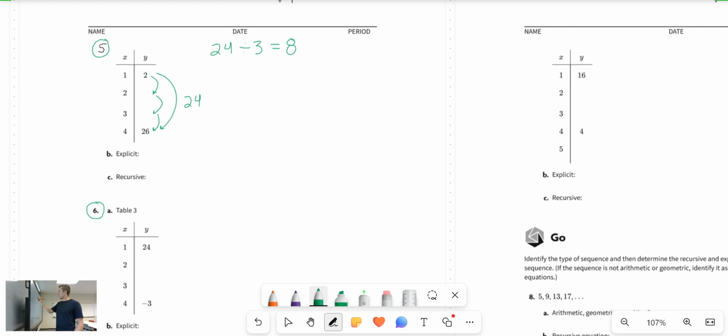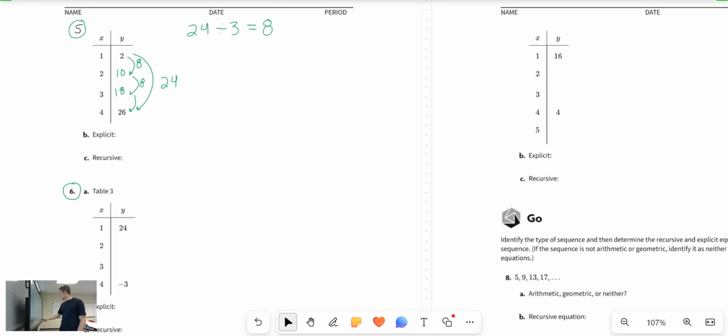All right, so if we jump up 8 from 2, we'd get to 10. If we jump up 8 from 10, we'd get to 18. And if we jump up 8 from 18, we'll get to 26. So that's perfect. So our jump is 8. And let's go to our explicit now. We have our function of n, where we jump up 8 every time n increases, so 8n.